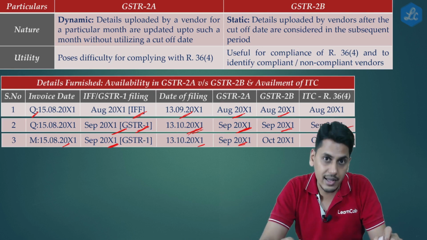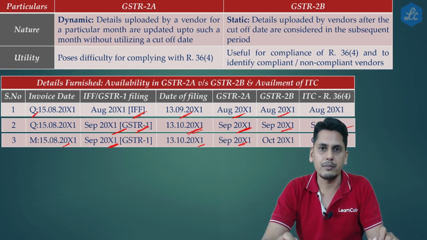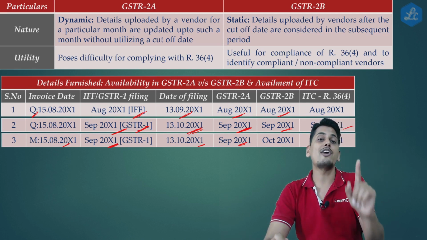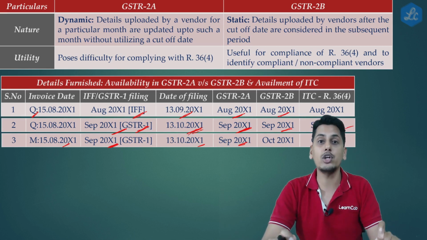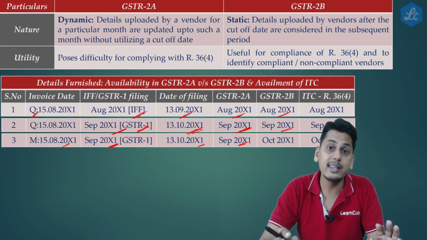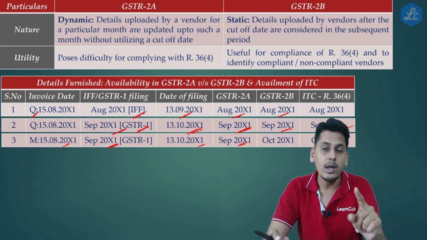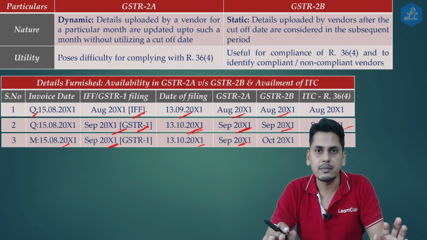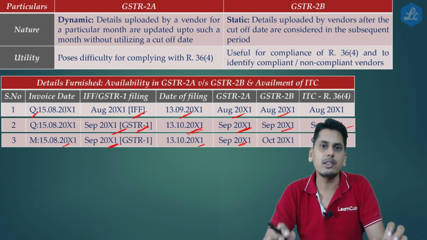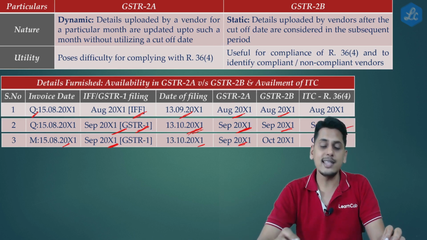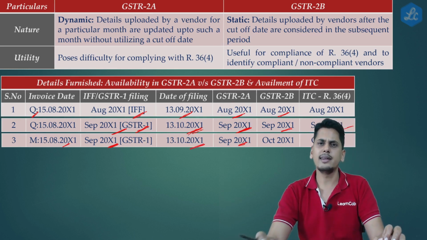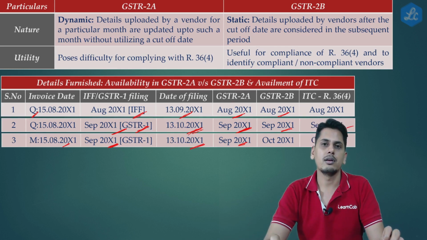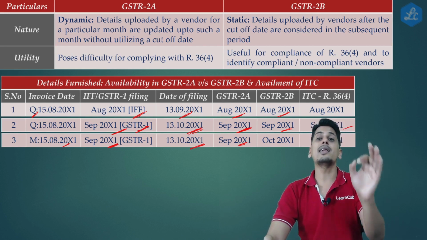Let's have a look whether it will appear in 2B of September. Friends, for it to appear in 2B of September, the details should have been filed by 11th of October and not 13th of October. The reason why I am saying 11th of October is because now the supplier is a monthly filer. For him the due date is 11th and it is not 13th. So friends, has he filed by 11th of October? The answer is no. Since he has not filed by 11th of October, it is not going to appear in GSTR 2B of September.